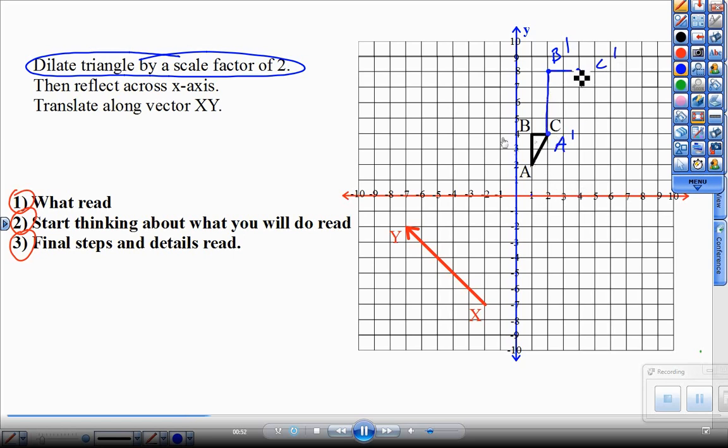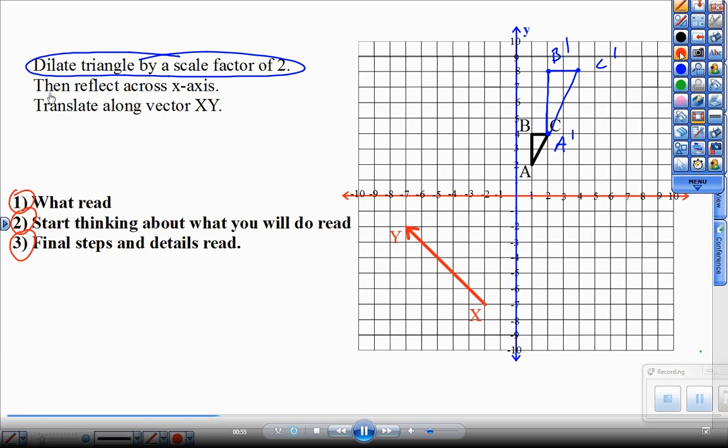Again, you could either dilate this by a scale factor of 2 by multiplying each coordinate by 2 to get the new doubled coordinate, or I could follow along these rays of expansion here, over 1 up 2. The next A is going to be over 1 up 2. B over 1 up 4, the new B is going to be along that over 1 up 4 pattern. C over 2 up 4, the new C over 2 up 4, if I want to do it that way.